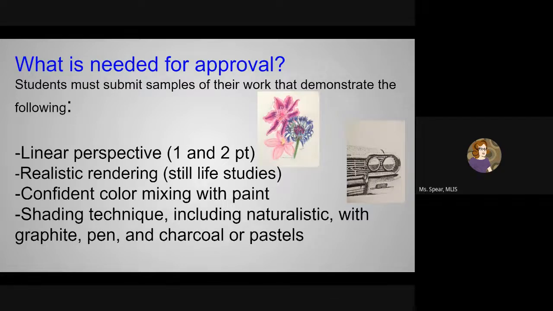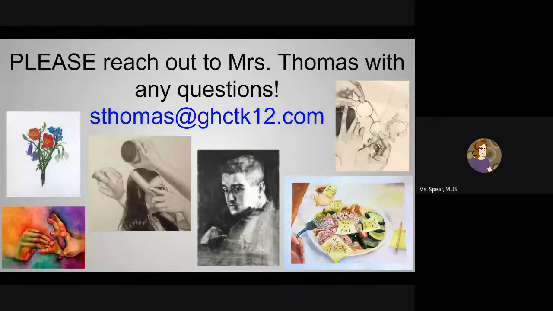And you can see some of the examples of representative works that students would do. So this is an example of the ability to color mix, the ability to understand observational still lifes, and the ability to create effective lighting techniques. If you have any questions about the quality of work and the expectations of the work, just feel free to contact Ms. Thomas, and she'll let students know the expectations.